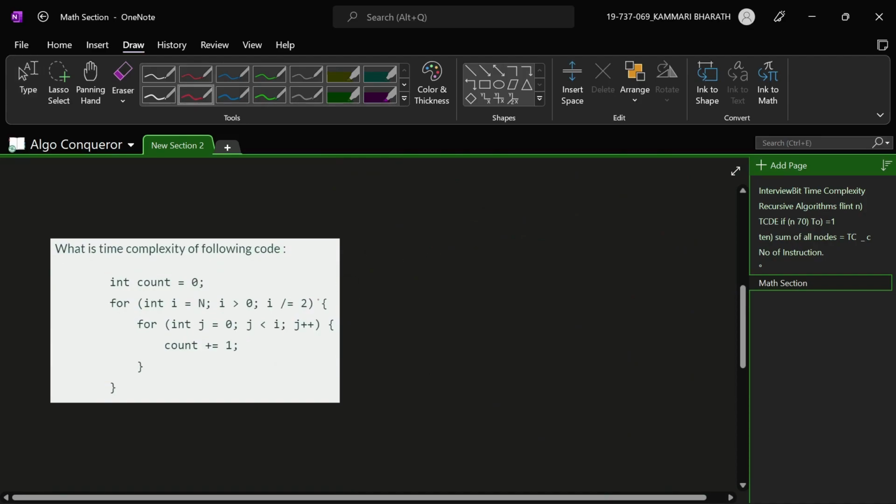Now see this. Number of instructions is equal to, this is the single instruction, and it is there in the loop, which in turn is present in another loop. Now let's analyze it. Initially I is n, so this loop will execute for n times, and then I becomes n by 2, right? I is equal to n by 2.